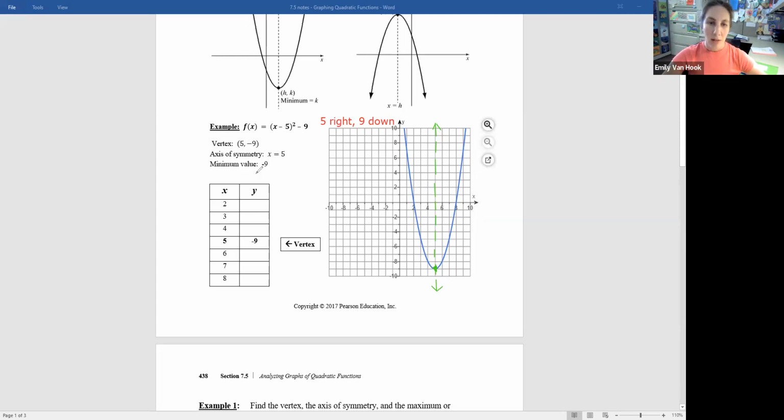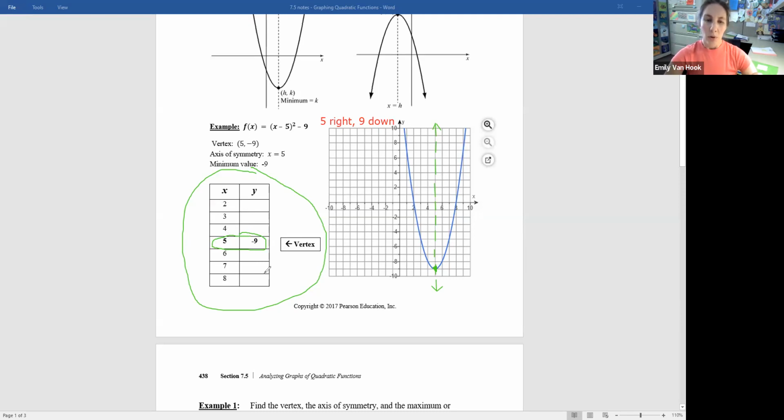Okay, and that brings us to this table here. So if you're trying to make a whole graph and not just plot the vertex, we need to know what other numbers to plug in. So I suggest making a table that has at least 3 to 5 points. I actually made 7 points here. In the middle of your table, put the vertex. So in our case, it was 5, negative 9. All the other x values should be close to 5. So that's why I sort of counted down 4, 3, 2. Then I counted up 6, 7, 8.